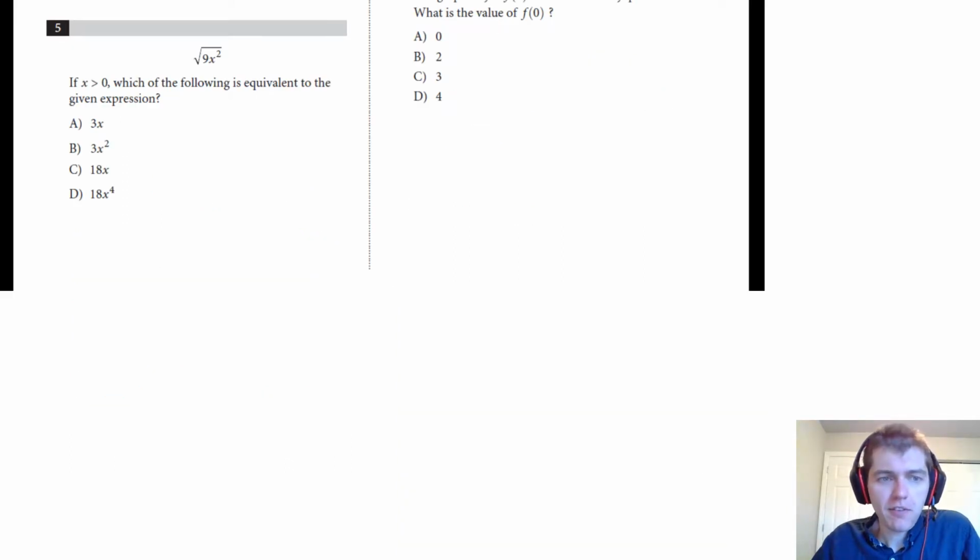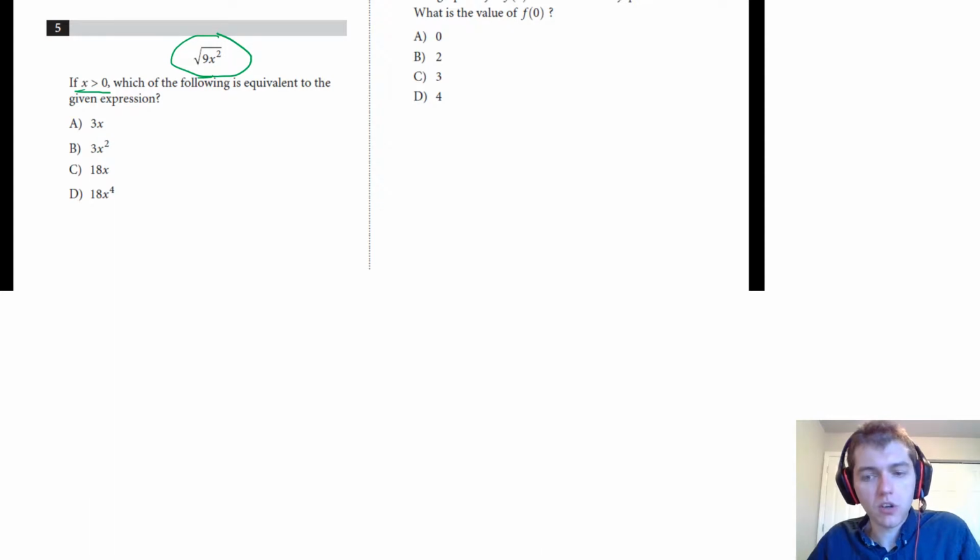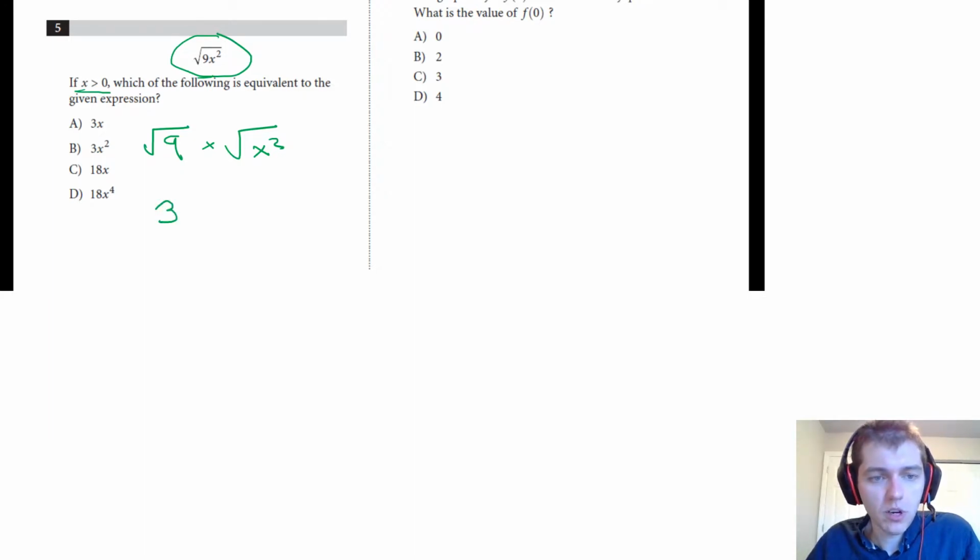Problem number 5, if x is greater than 0, which of the following is equivalent to the given expression? The expression is here. It looks like the key to this problem is understanding that for a square root like this, everything under a square root that's all multiplied together, you can do as a square root times a square root, meaning you can do square root of 9 times square root of x squared. All the small number squares you should have memorized, so square root of 9 is 3 times square root of x squared is just x, which means that the answer is A.